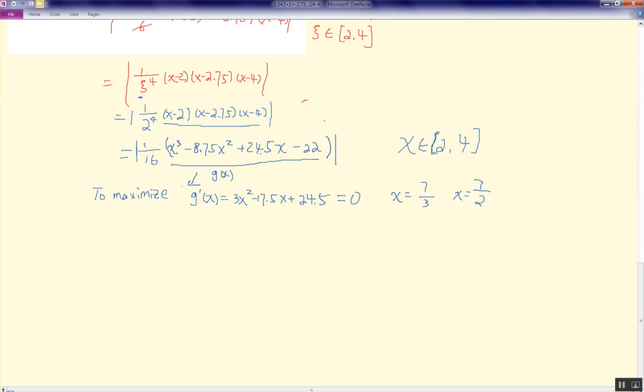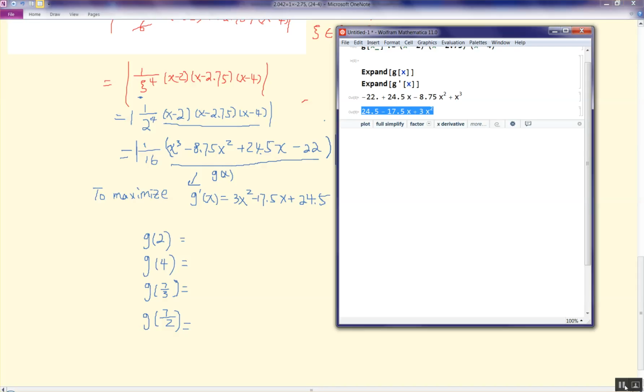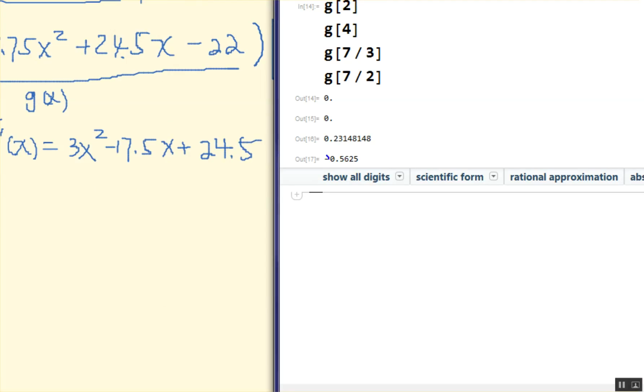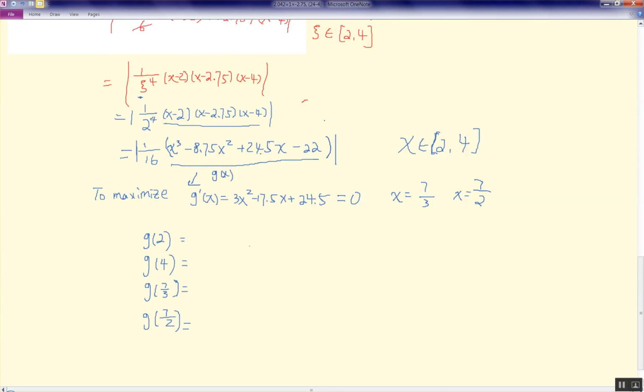To find the maximum value of g of x, we need to evaluate g of 2 and g of 4, the boundary points, and g of 7 over 3 and g of 7 over 2, which are critical points. Then you just pick the largest of those, and that would be the maximum value of g. Again I take advantage of Mathematica. I type in g of 2, g of 4, g of 7 over 3, g of 7 over 2, and run it. You look for the largest absolute value. So 7 over 2 creates the largest g value, so this is the one we should pick. It is negative; in fraction form, it's negative 9 over 16.